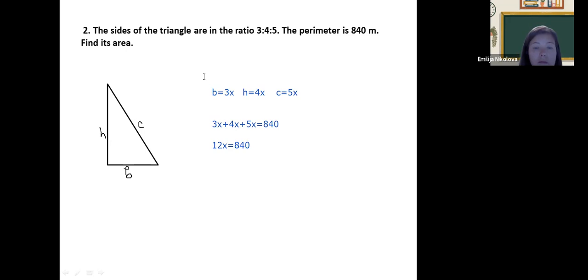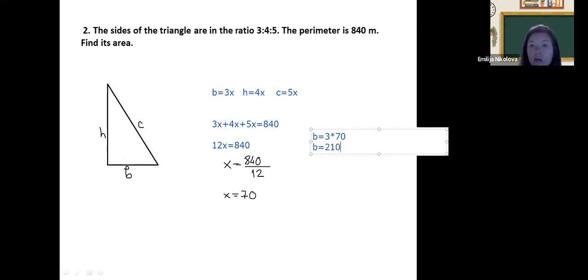So x will equal 840 divided by 12, or just x will equal 70. Now that we know x is 70, we can find the base and the height. We don't need the hypotenuse. We just need the base and the height because we are looking for the area. So the base will be 3 times 70, or the base will be equal to 210 centimeters. The height will be 4 times 70, or the height will equal 280 centimeters.